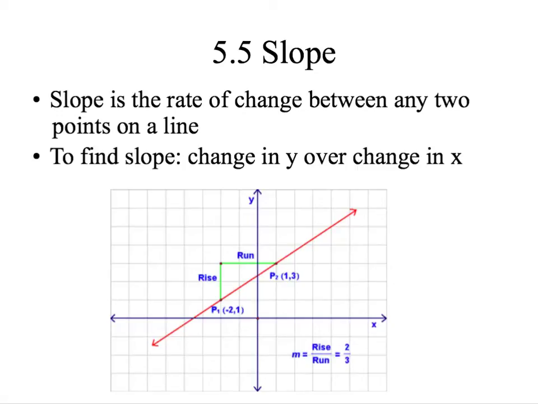Alright, section 5.5, slope. As is described here, pay attention: slope is the rate of change between any 2 points on a line. To find the slope, you find the change in y and you put it over the change in x. This is often nicknamed the rise over the run. Basically, if you pick any point on a graph and you go up and over to get to another point, you can figure out its slope.